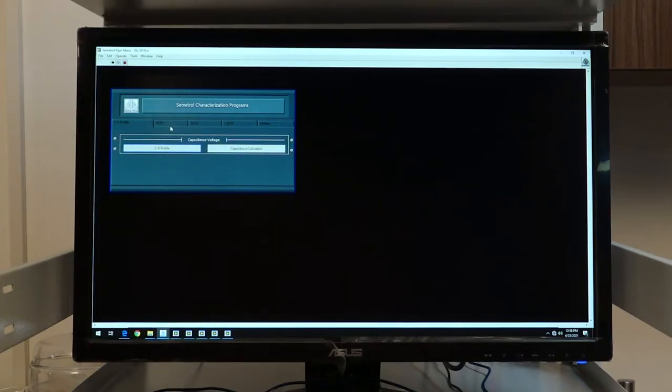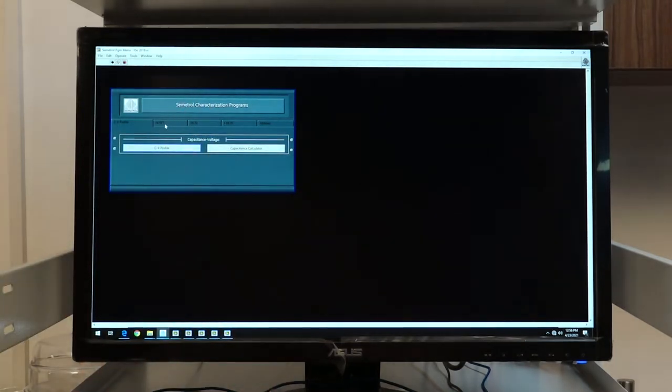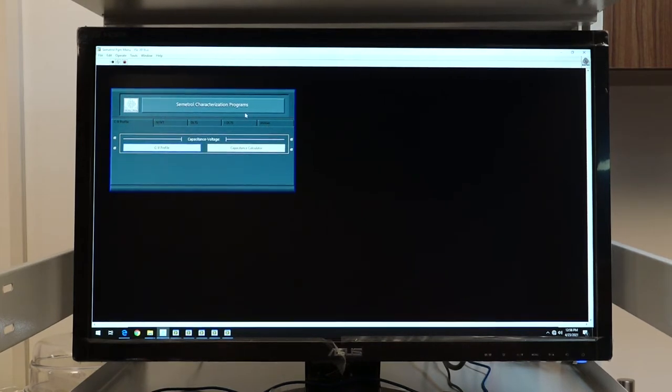So now as the sample is loaded and all the electrical connections to the chamber are made, we will use this program called the Semitrol Characterization Program set to check whether the device has been probed or not. This is a program package which has CV profiling measurement unit, it has an IV, IVT measurement unit, DLTS, IDLTS unit and other utilities. So first, before beginning any capacitance transient or current transient measurements, we will check whether the contact to the device has been established or not.